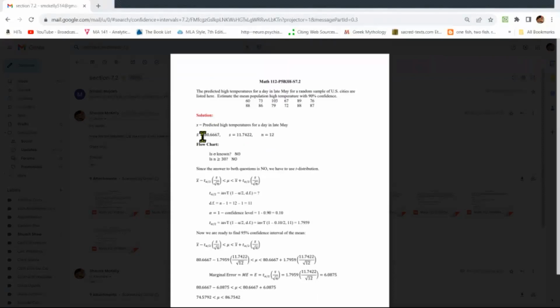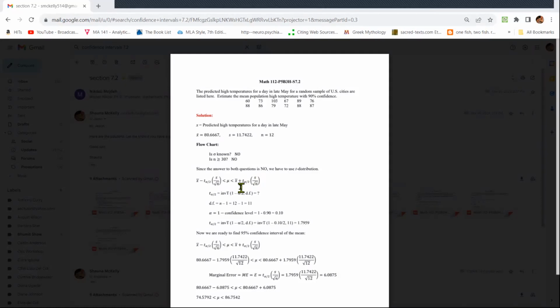Now, based on the flow chart I just told you, do I know sigma? Do I know it for the entire population? No, I don't. So I don't have sigma. And is my N greater than 30? No, it's not. Since I got two no's, it's a T. The formula is right here. The difference in this formula is that you have a T of alpha over 2.